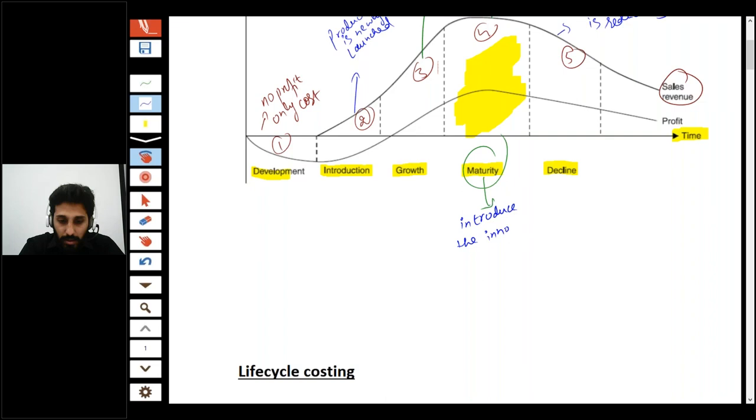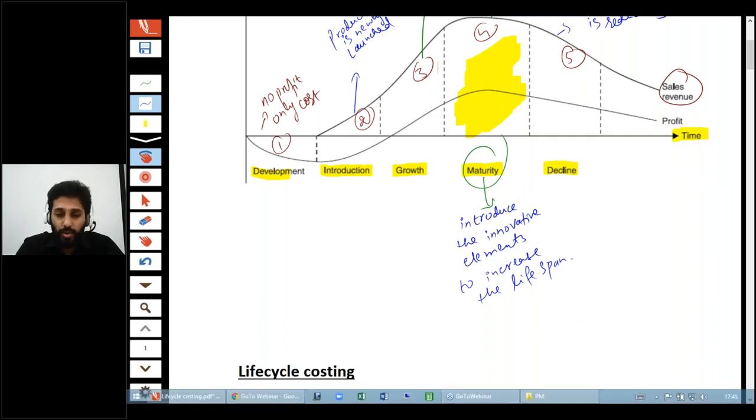So in this maturity phase, you should introduce innovative elements to increase the lifespan. This should be the case, that you should introduce innovative features. All right.